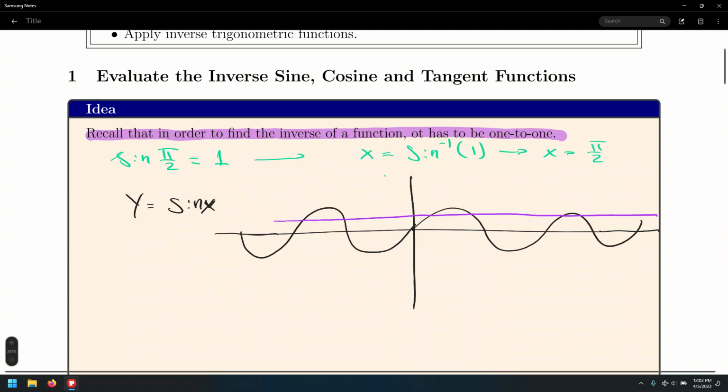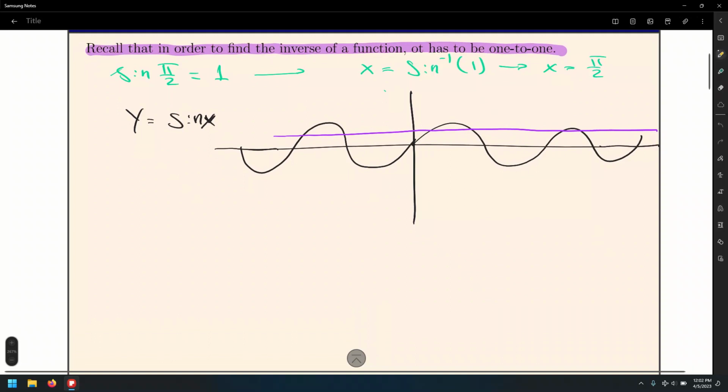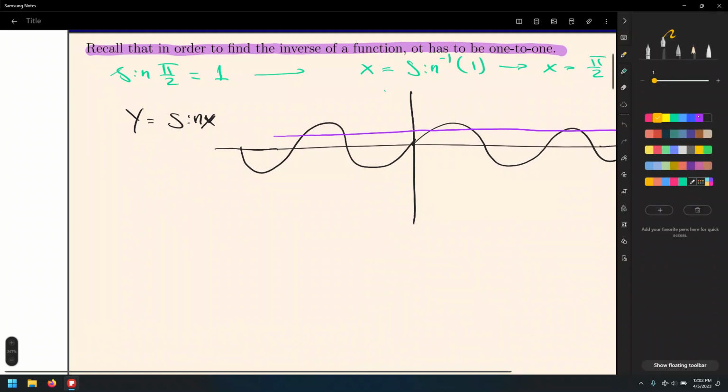in which we found out that the function can't be inverted. It's not invertible because it's not one-to-one. It fails the horizontal line test. Let's see what happens with the cosine function, on the other hand.